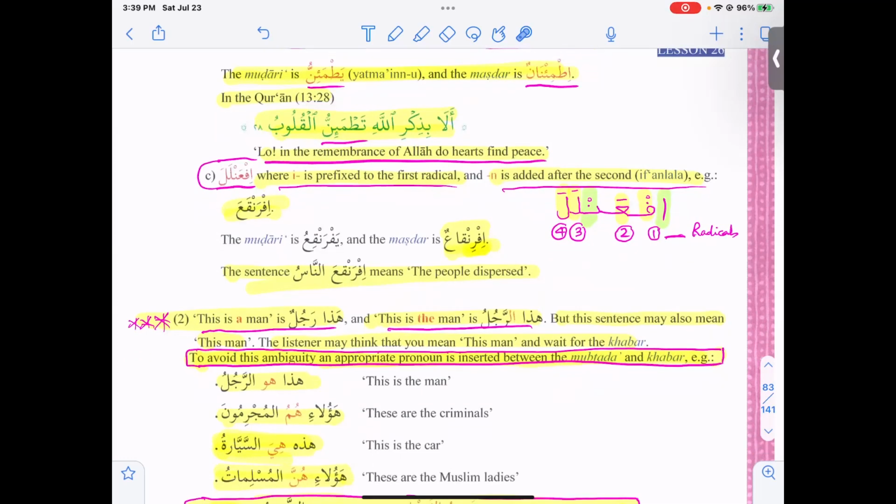Here we have, my brothers and sisters, the mudari': if'ranqa'a, yaf'ranqi'u. All these are not everyday verbs, but it will come. So long as we have an idea, I don't worry about pronunciation. We will be able to pronounce slowly. If'ranqa'a, yaf'ranqi'u. Now here's the sentence. I must put a kasra here.